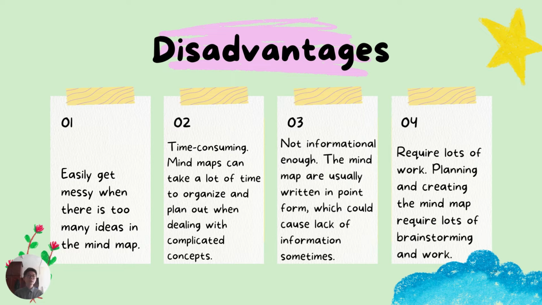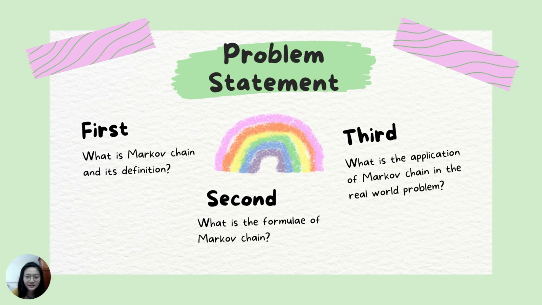The third one would be, mind maps are usually not informational enough, as they are written in point form, which could lack information sometimes, and this will easily confuse the readers. The last one would be, mind maps require lots of work. Planning and creating a single mind map requires lots of brainstorming and work, which is kind of tiring.